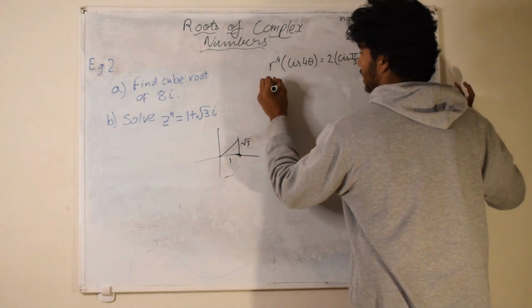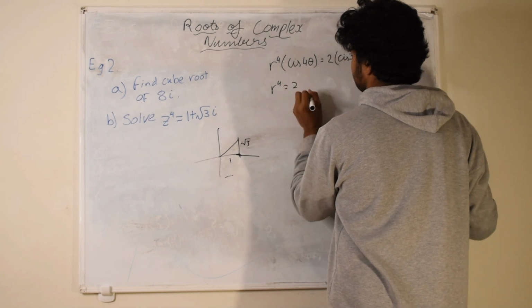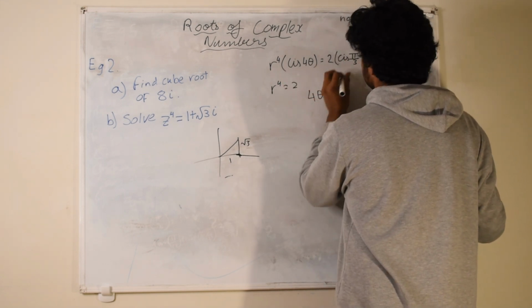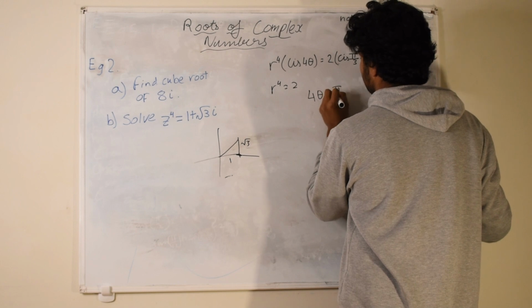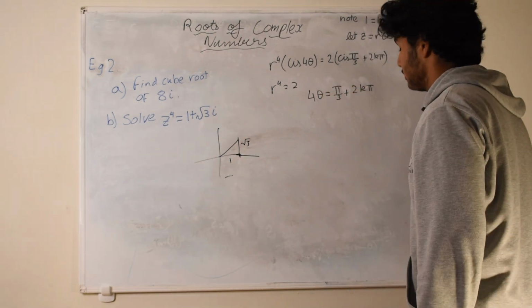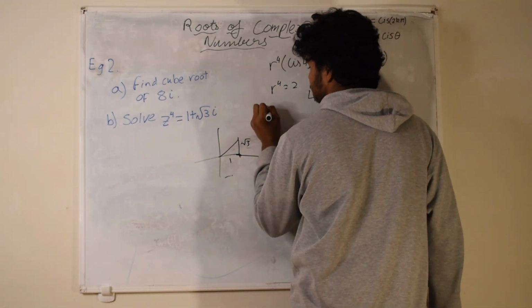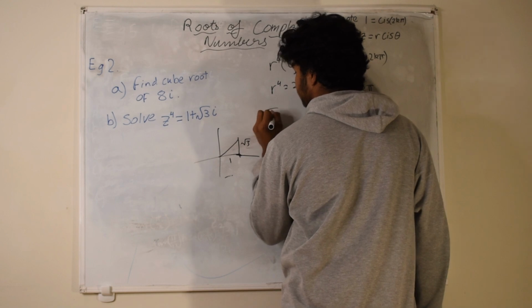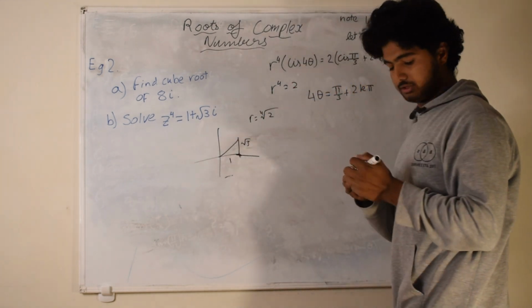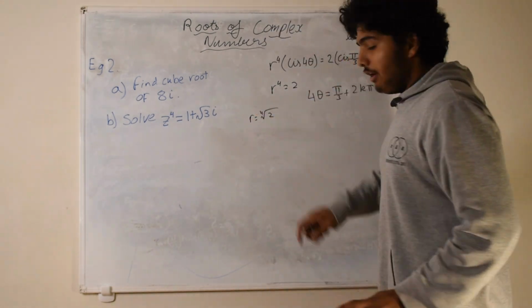Same thing, r to the power of 4 equals 2, and then 4 theta equals pi on 3 plus 2k pi. Correct? R to the power of 4, take the 4th root of 2, which is just the 4th root of 2 equals r. Sorry, I'll rub this diagram out so you don't get confused. That's what r equals.